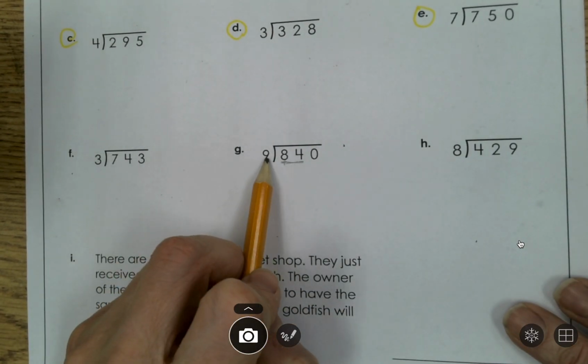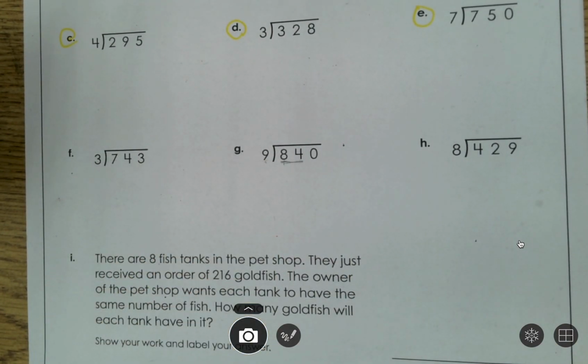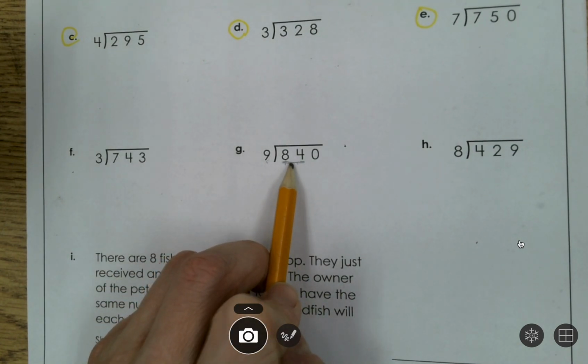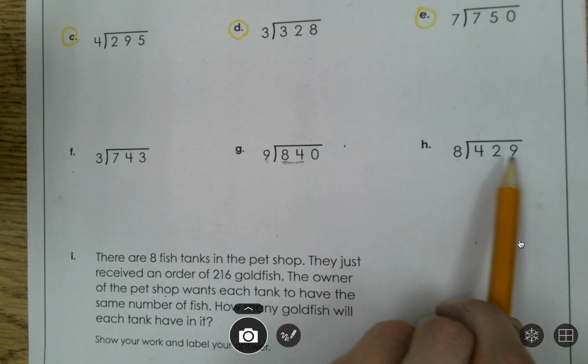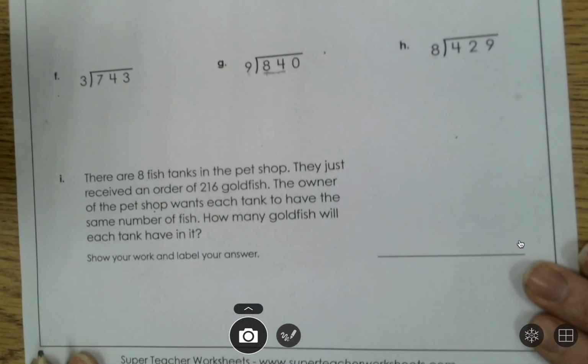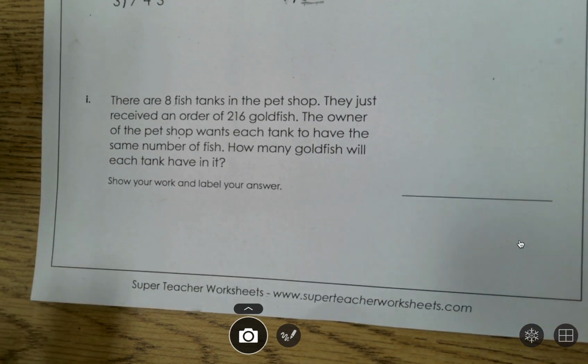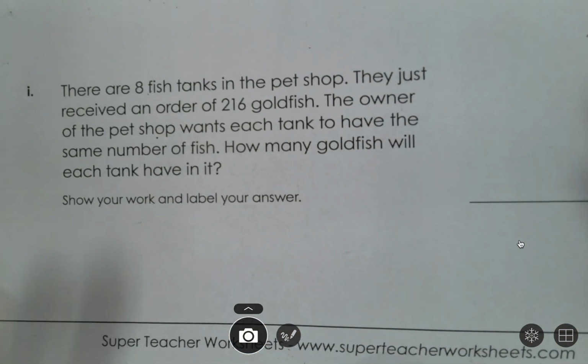And then you're going to say, does 9 go into 84? And you know it does, and you're going to skip count until you reach 84 or greater. And it looks like it's going to be the same case over here. All right, so let us take a look at our word problem.